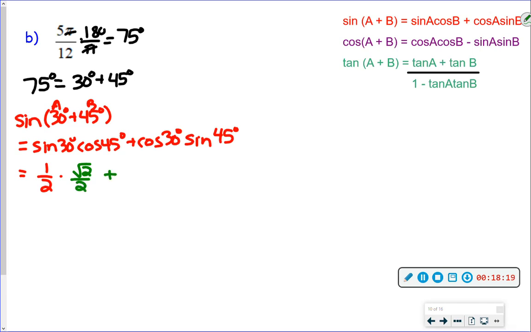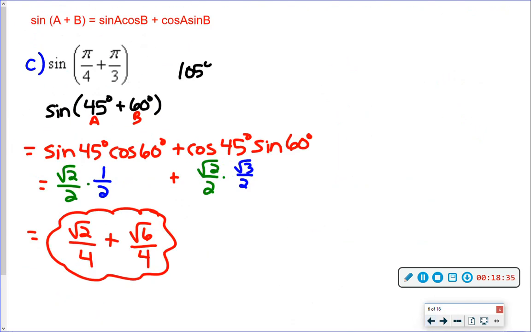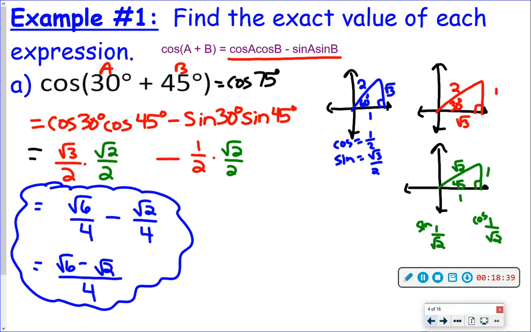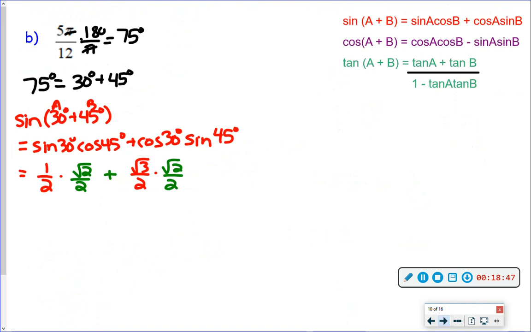Cosine of 30, of course, is going to be square root of 3 over 2. And then sine of 45, square root of 2 over 2. Again, I just want to show you where I'm getting those numbers. Instead of redrawing the triangles, I'm looking back at these triangles. 45 was the green one, 30 is the red one. So I'm just using the sides on those triangles instead of rewriting them. Again, you can rewrite them if you want though.